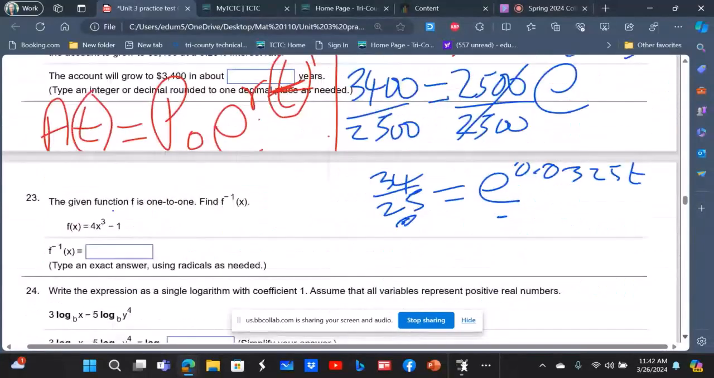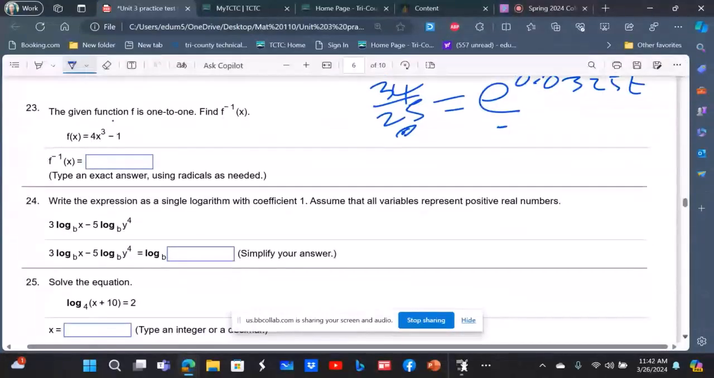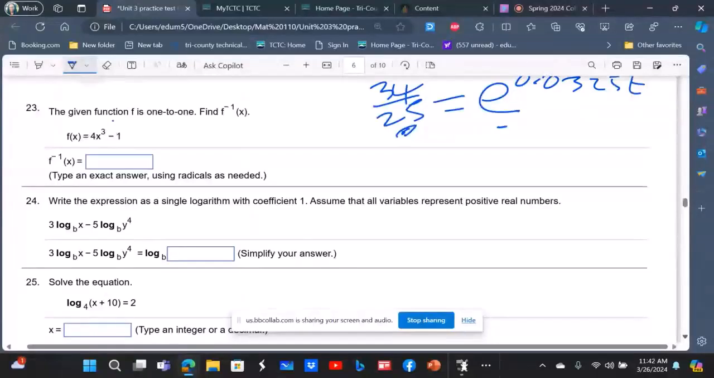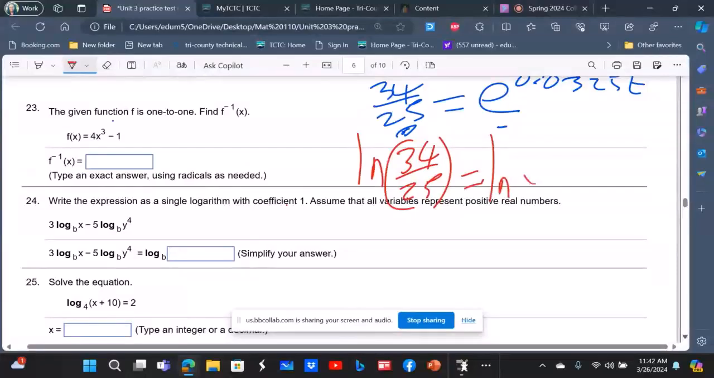Whenever you are solving exponential and logarithmic functions, watch out for what you can do and what you cannot do. How can you take advantage of the inverse properties of exponential and logarithmic functions? Wherever you can take advantage of it, do that. So natural log of 34 over 25 is equal to natural log of the quantity here, 0.0325t.